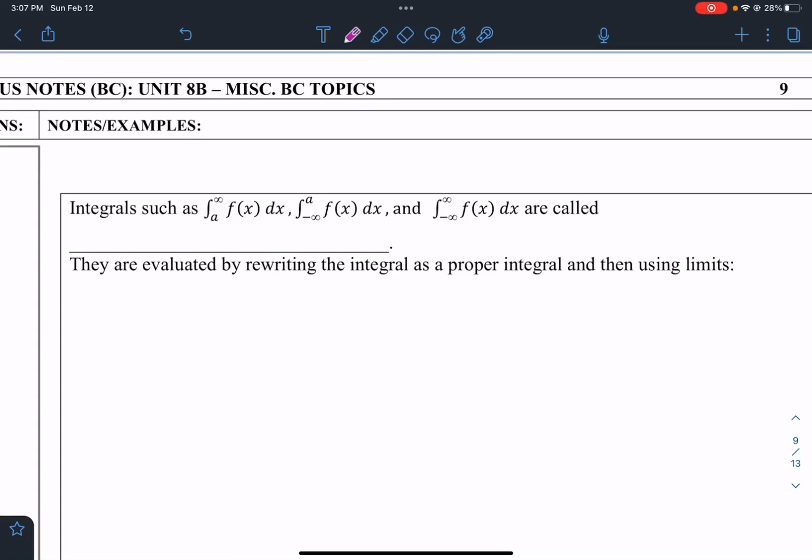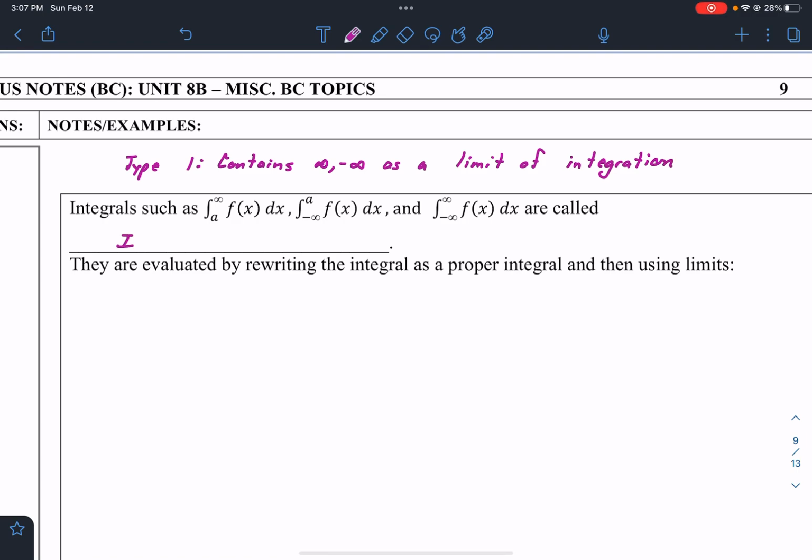There are two types of improper integrals. We're going to start talking about type 1. This type contains a negative infinity or an infinity as a limit of integration. These are a little bit easier to diagnose because you can see the infinity in the limit of integration.